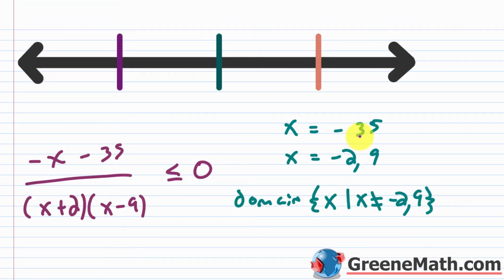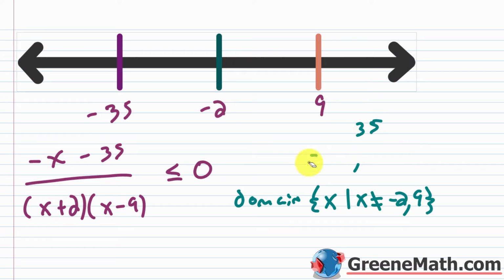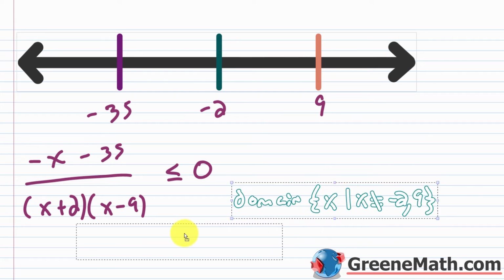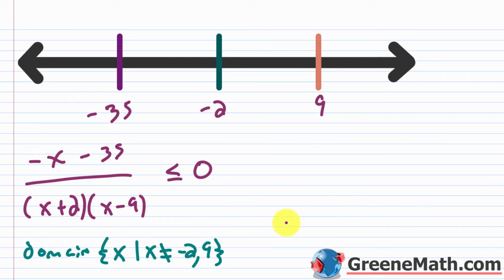So coming back here, let's think about the critical values. You have -35. That's going to be the furthest to the left on this number line. Then you have -2, which is in the middle. And then you have +9. You can get rid of this now. Just keep your domain here so you know what's going to be excluded. And then you're going to set up some intervals.